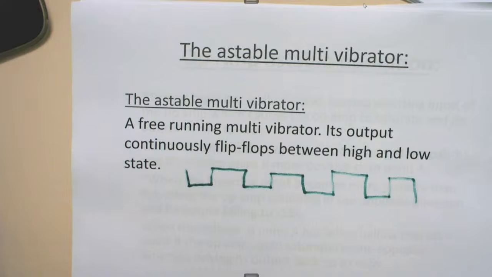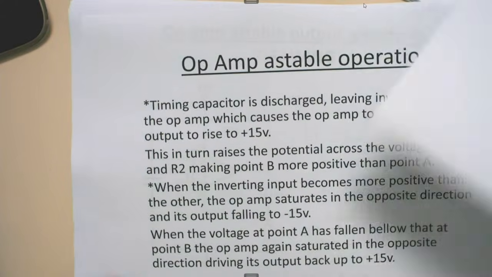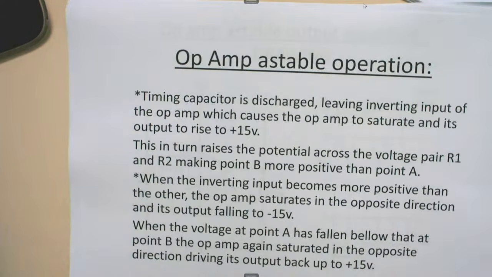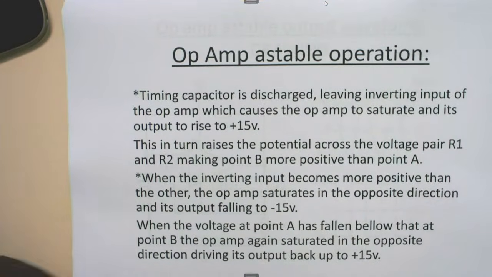So let us proceed with the operation of this astable multivibrator. Most of the time, most learners tend to forget this one, and the operation of all these circuits takes more marks. Normally it's 6 marks. At times it can even go to 8 marks. So let us go to the operation of the op-amp astable multivibrator. Here is the operation.